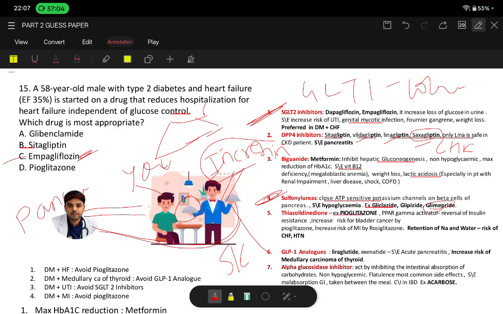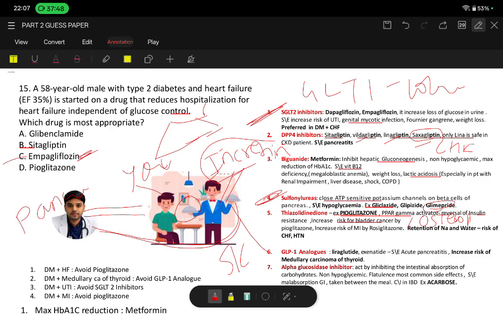Next one is pioglitazone. For insulin resistance there are two drugs to use. First one is metformin and the second is pioglitazone. What are the side effects of pioglitazone? Tell me. It carries a risk of bladder cancer, and it also causes osteoporosis, with a risk of bone fracture.